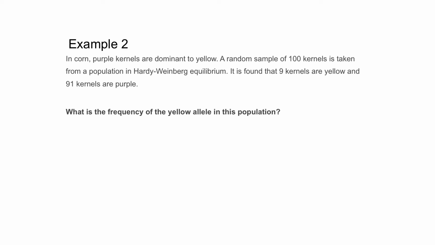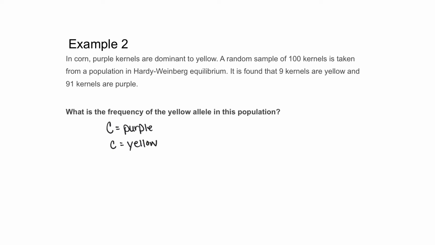So C equals purple, and little c equals yellow, because purple is dominant to yellow. It says a random sample of 100 kernels is taken from a population in Hardy-Weinberg equilibrium, and it's found that 9 kernels are yellow and 91 are purple. Well, so what do we use to find our answer? Because it's asking for the frequency of the yellow allele.